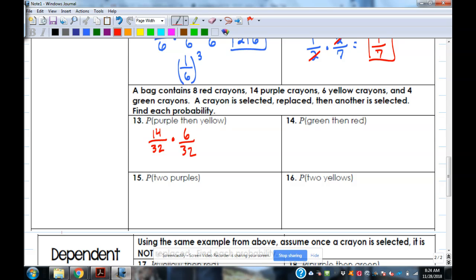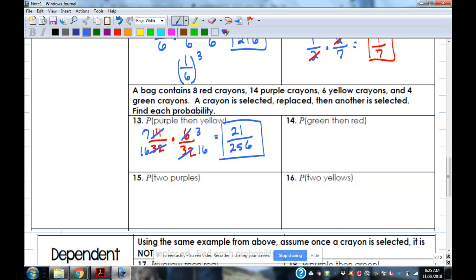So we're just going to multiply those two probabilities together. I'm going to simplify a little bit as I go here. 2 goes into that 7 times, and into that 16 times. 6 is divisible by 2. 7 times 3 is 21, and 16 times 16 is 256. Purple then yellow, 21 out of 256.